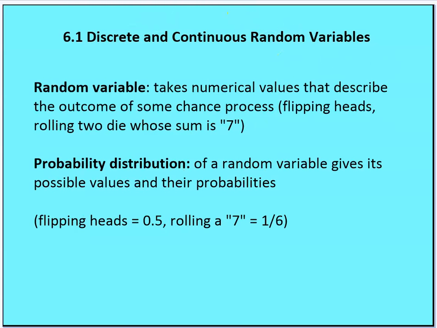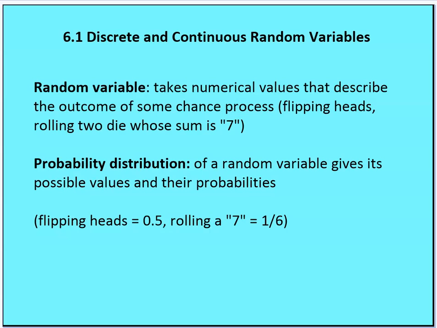All right, so a random variable is a variable that takes a numeric value. It describes the outcome of some chance process. So for example, flipping heads, or rolling 2 dice whose sum is 7. Those are two random variables. So the outcome would be flipping heads, and then the outcome would be a sum of 7. So 4 and 3, 3 and 4 would bring you a sum of 7 for 2 dice.